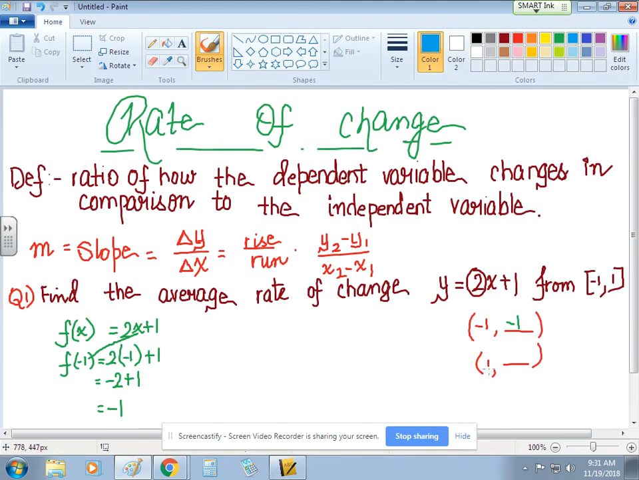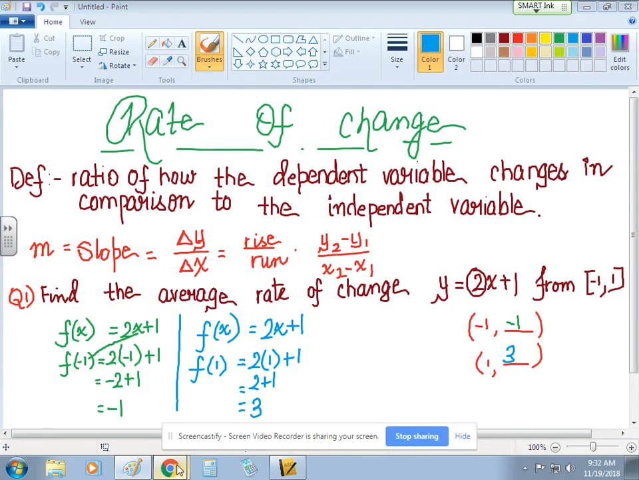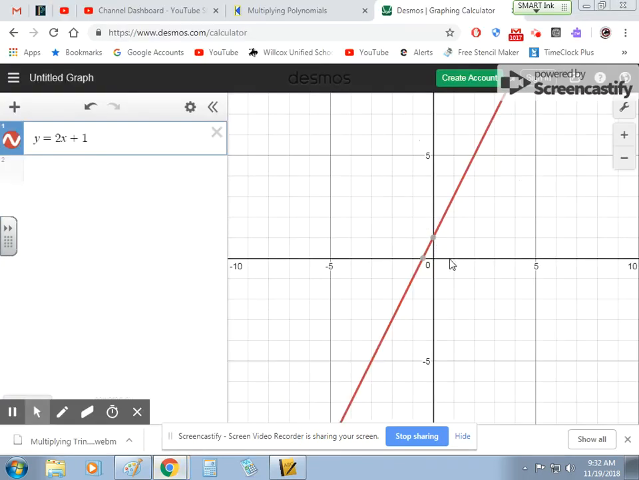Let's find the second y also, now that we know our first y. So let us do it right here. f of x is again the same function, 2x plus 1. And f of 1 is going to be, our new x becomes 1, 2 times 1 plus 1. 2 times 1 is 2, so 2 plus 1 is 3. Finally, I got my x as 1 and y as 3. Let us check if it's correct on Desmos. X is 1, y is 3. You can see right here 1, 2, 3. So (1, 3) is a point on the graph as well.